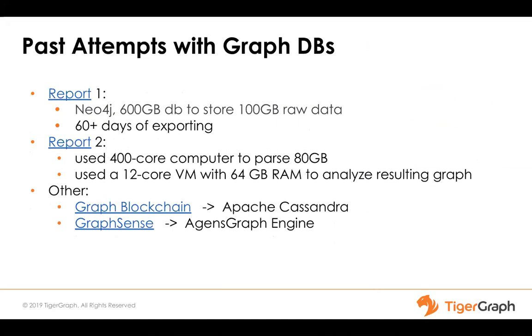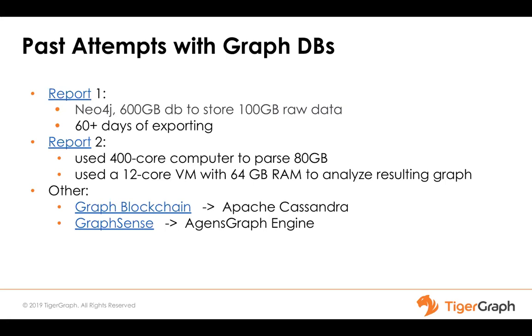These are some of the reports that I found while doing my research in my time at TigerGraph. One of the reports used Neo4j, and this is around 2013. That's when the blockchain was around 100 gigs of data in size. And Neo4j ended up exploding this to around 600 gigs to actually store it in a graph-like format. And the user reported that it took about 60+ days of exporting, which is obviously pretty absurd.